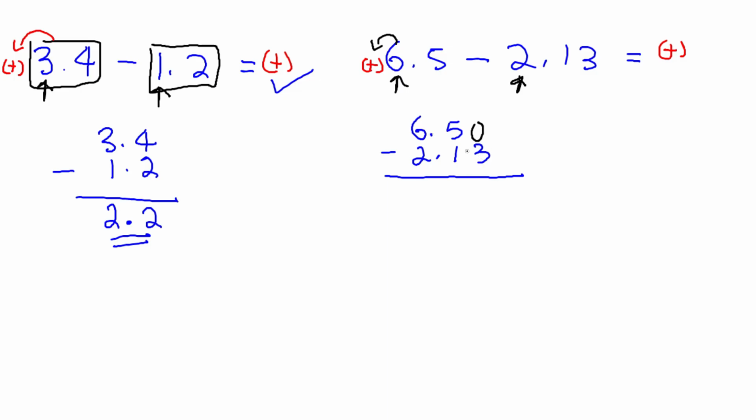Now 0 minus 3, you cannot subtract, so you need to borrow from the 5. Let's borrow 1. This will be 4 and this will be 10. Now 10 minus 3 will be 7. 4 minus 1 will be 3. And 6 minus 2 will be 4, and it's positive, so it's 4.37.